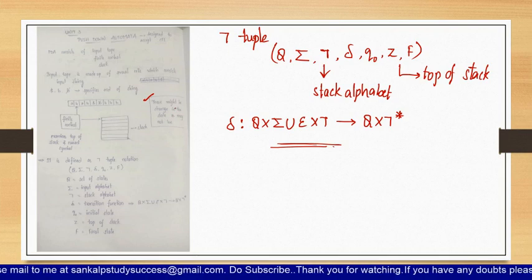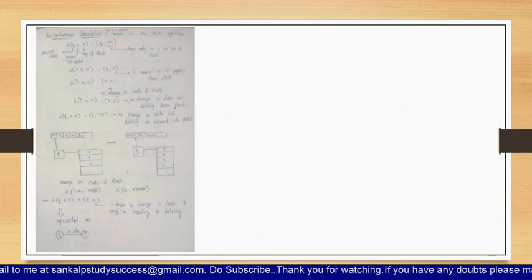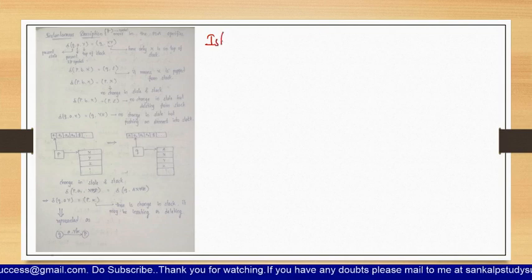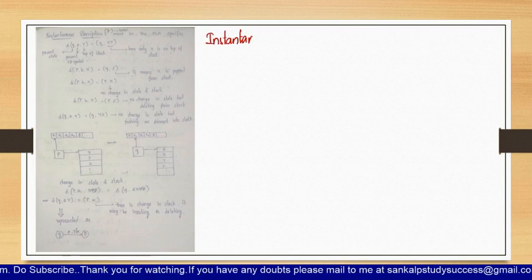Now let us see one more thing, which is the instantaneous description, which is an important thing. If you observe this instantaneous description, then you can easily write the moves or the transition functions. So it is nothing but instantaneous description.